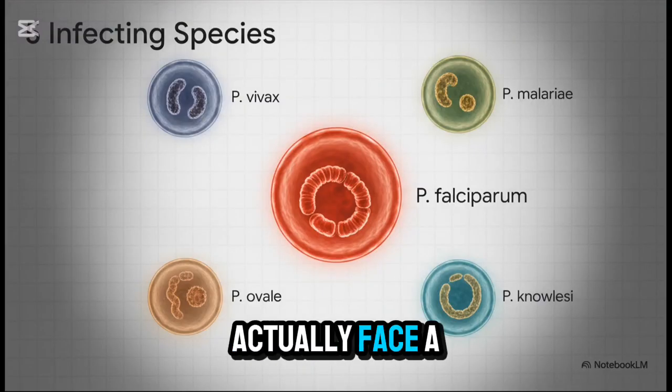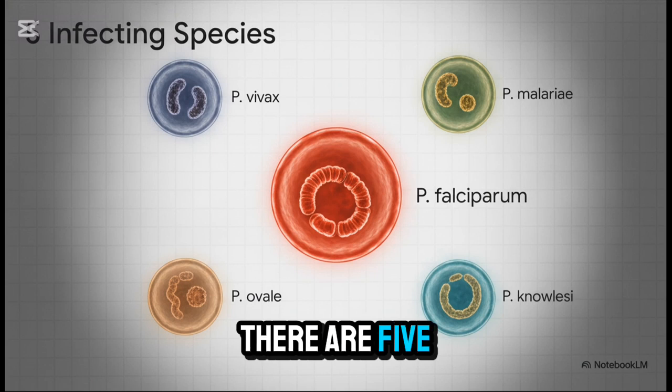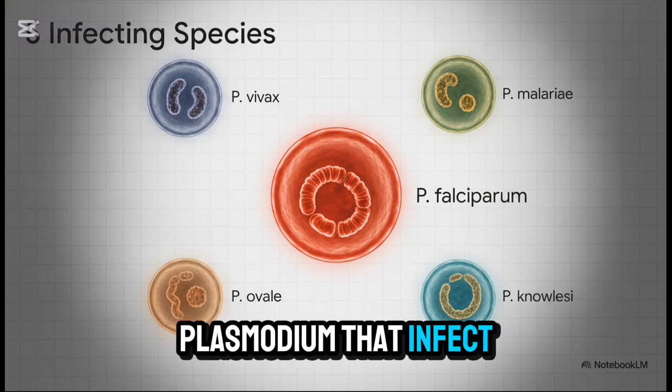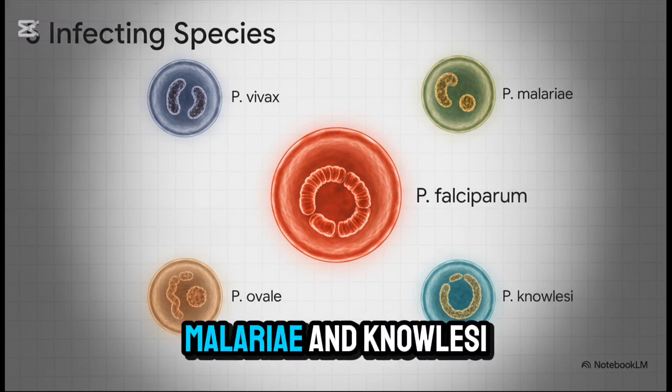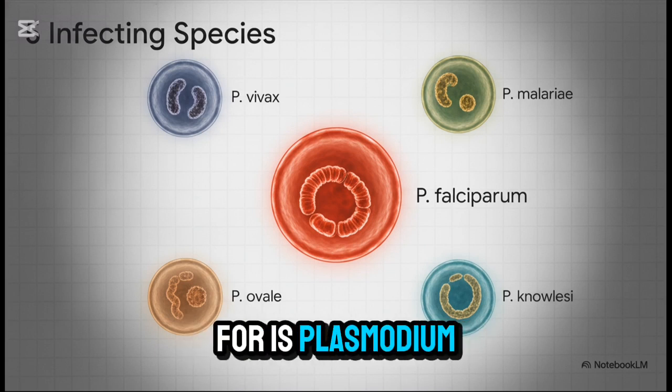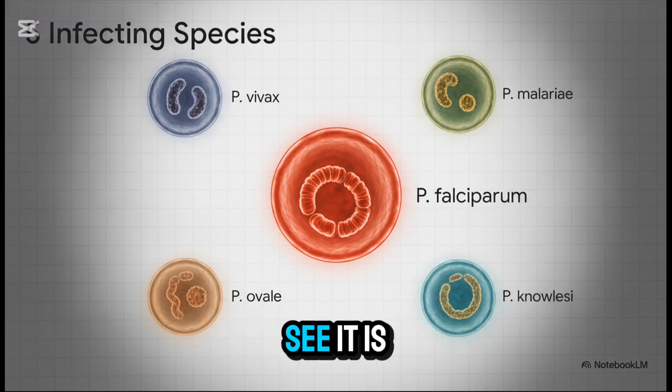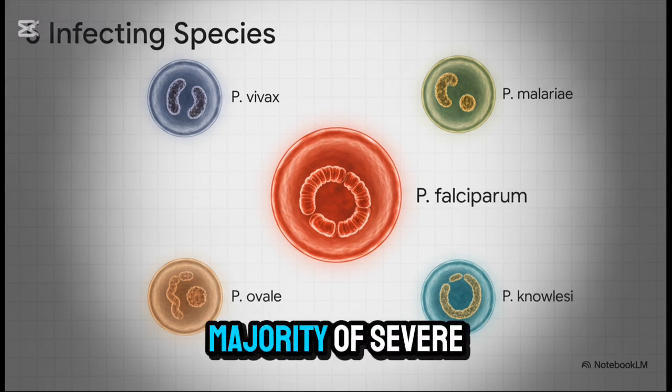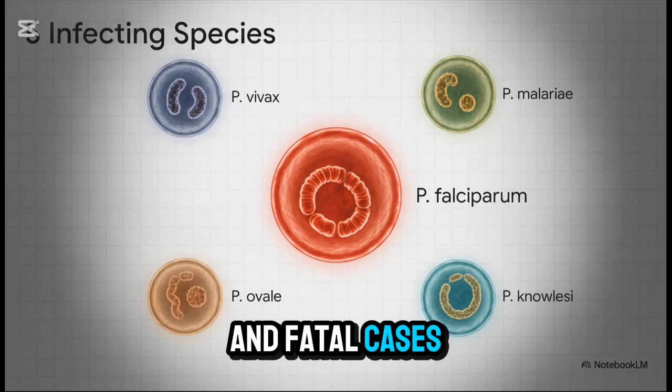Now, we actually face a few different enemies here. There are 5 different species of Plasmodium that infect humans: Vivax, Ovale, Malariae, and Knowlesi. But the one you really need to watch out for is Plasmodium falciparum. As you can see, it is by far the deadliest culprit on the list, and it's responsible for the vast majority of severe and fatal cases.